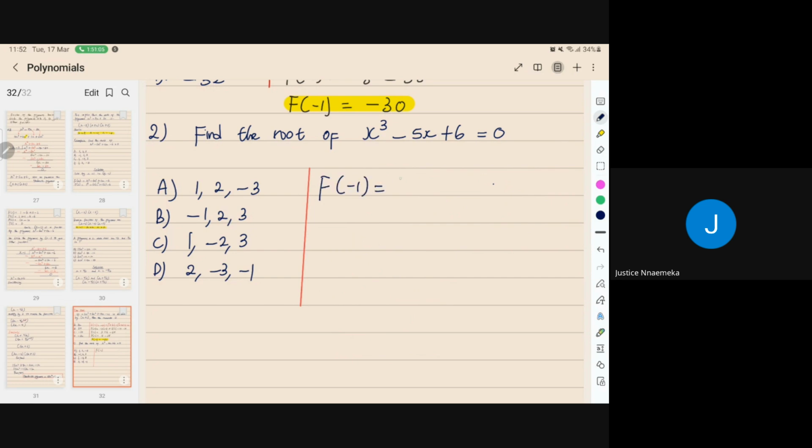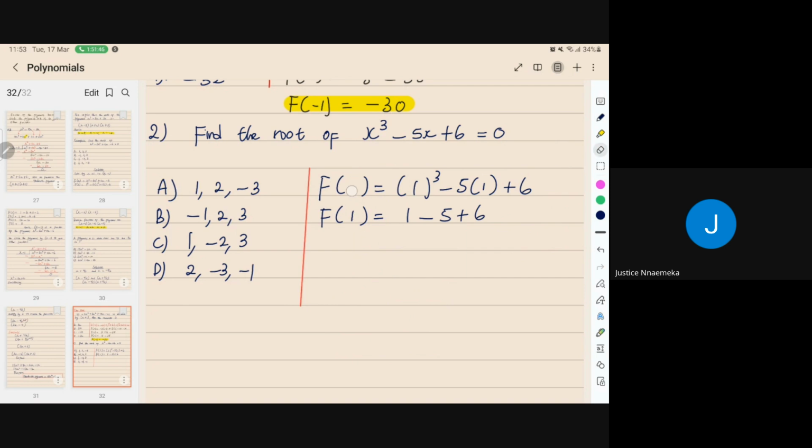For minus 1, we're going to have minus 1 to the power 3 minus 5 times minus 1 plus 6. So f(-1) will give us minus 1. I don't think that one is a factor too. I think I made a mistake there. Let me redo it. This is 1 cubed, this is 1 here. So this will be 1 minus 5 plus 6. Will it give us 0?